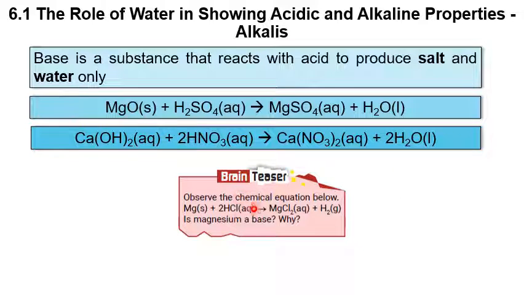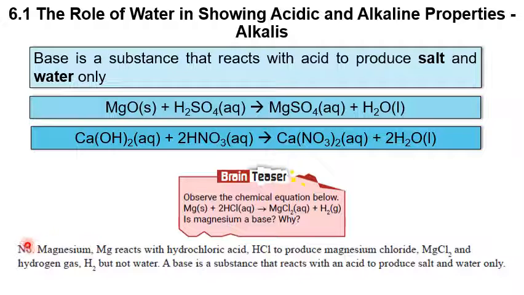Brain teaser here. Observe the chemical equation below. Magnesium reacts with hydrochloric acid to produce magnesium chloride and hydrogen gas. You can see here, it's not water, it's hydrogen gas. So is magnesium a base? Why? Of course it is not. You can look at the product. There's no water here, so the answer is no. Magnesium reacts with hydrochloric acid to produce magnesium chloride and hydrogen gas, but not water. A base is a substance that reacts with an acid to produce salt and water only.